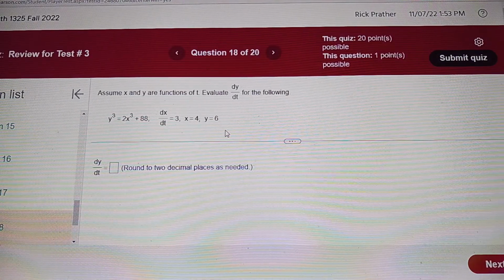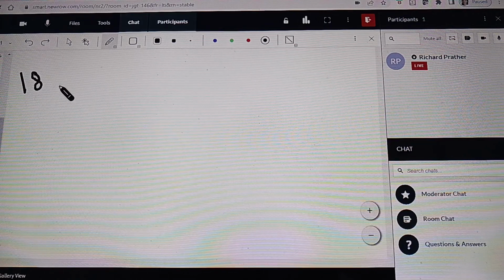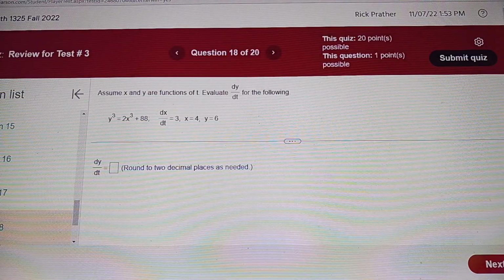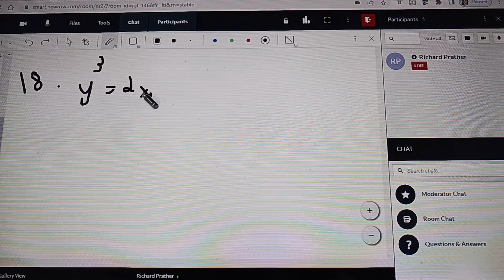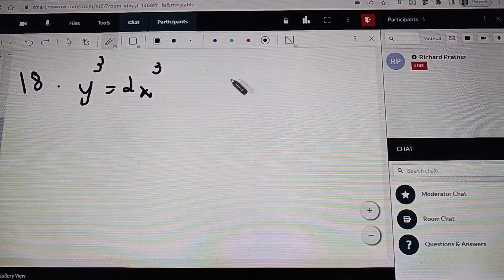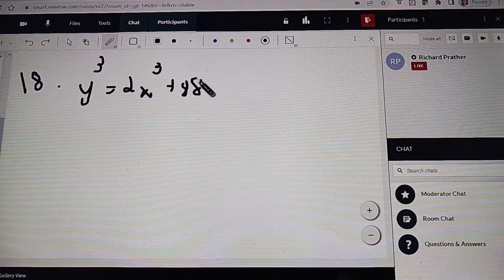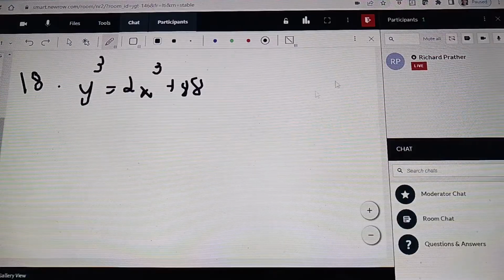Okay, now we're in the final section, 6.5. Now it's all about a third variable, dt. And first they're going to tell you all the variables except for one in the problem. So 18, I have y cubed equals 2x cubed plus 88. And we're told x is 4, y is 6, and dx over dt is 3, but we don't know dy over dt.